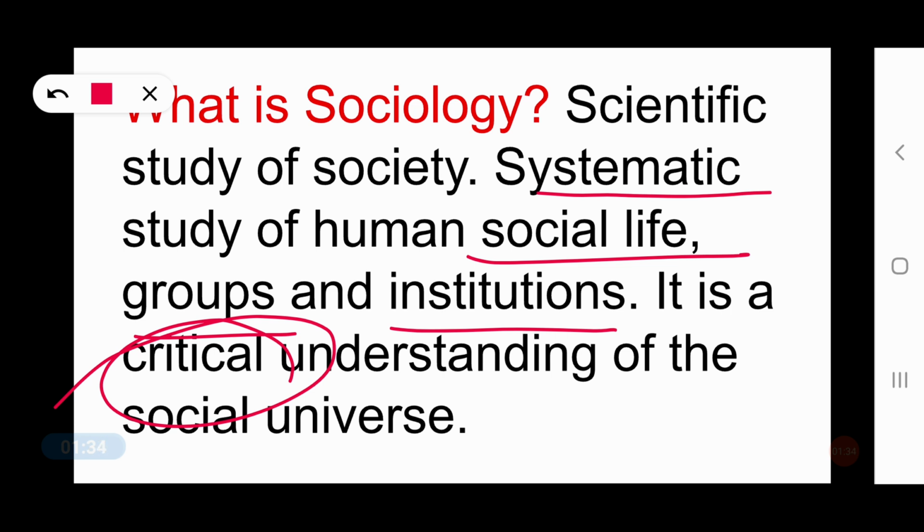So, one major basic difference between history and sociology is the fact that while history deals with the past of man, sociology, on the other hand, deals with the present of man. So, it deals with present societies and not with societies that have existed in the past.